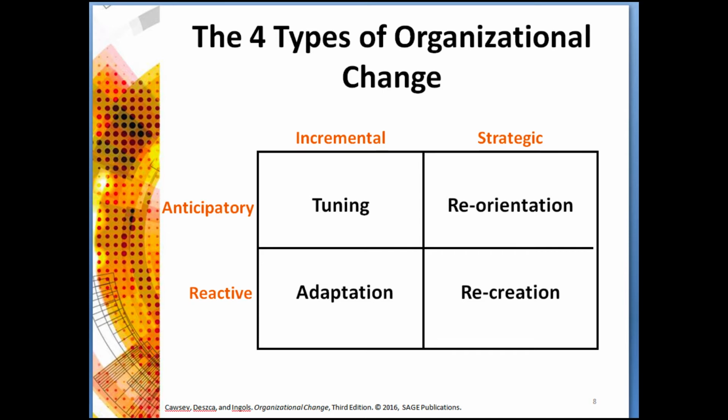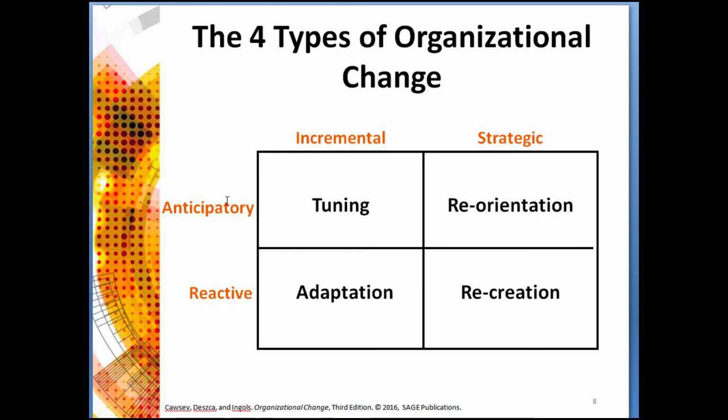All right, we're going to talk about four types of organizational change in here. We'll get to those real quickly. These four types: we're going to look at whether the change is incremental, on the left vertical column, or strategic. Is it a small change, incremental, little improvements along the way, or is it a big shift in strategy? We're no longer going to do this whole thing we used to do. Now we're going to do this new thing, and we need to get ready for that.